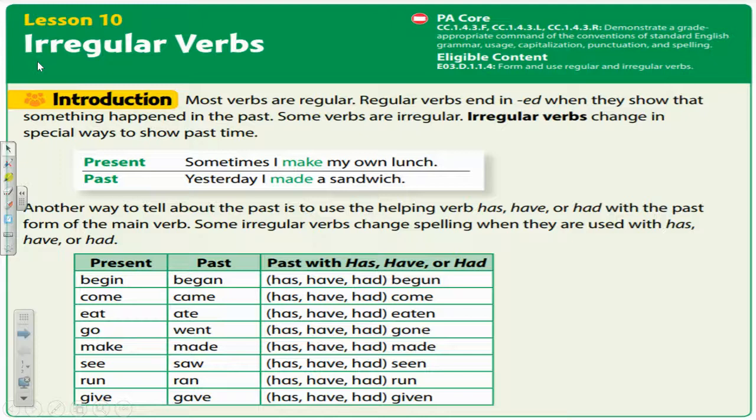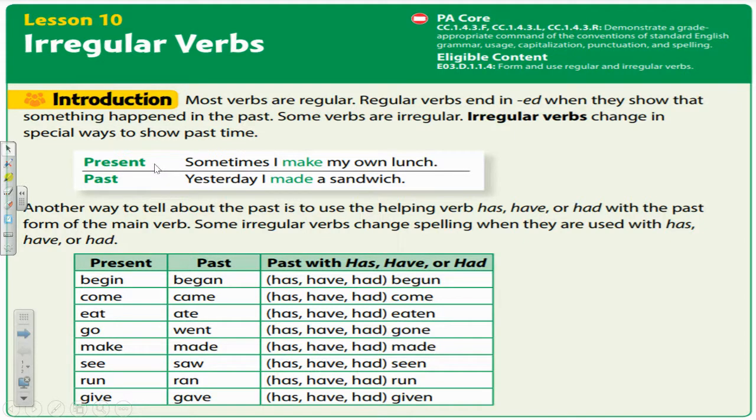Hi, third grade. Today we're going to take a look at Lesson 10 in your grammar packet and focus on irregular verbs. Remember that most verbs are regular. Regular verbs end in ed when they show that something happened in the past. But some verbs are irregular. Irregular verbs change in special ways to show past time.